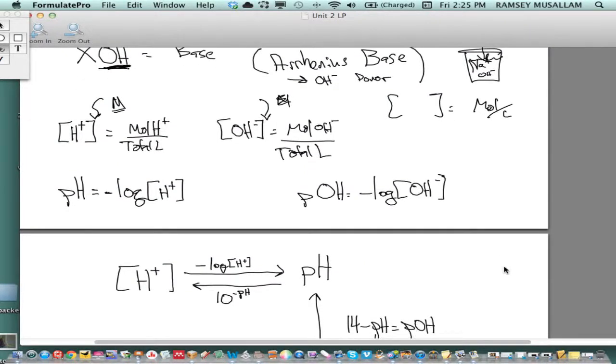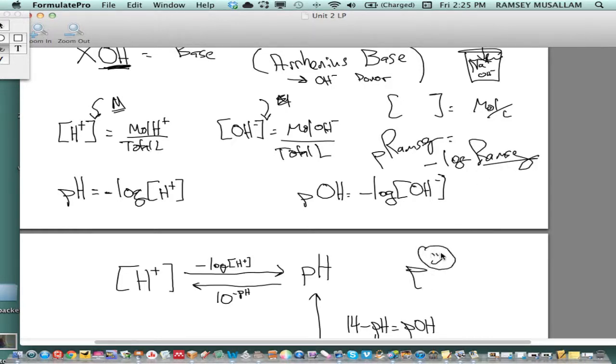When we put brackets around something, what we're referring to is its concentration. The pH can be found by taking the negative log of the concentration of H+, and the pOH by taking the negative log of the OH-. Actually, in all of chemistry, this little P in front of something means you're taking the negative log of it. So if I put the P of Ramsey, I'd be taking the negative log of Ramsey. If I put the P of smiley face, it would be the negative log of smiley face. If I put the P of Ka, it would be the negative log of Ka, which is something we'll do later.